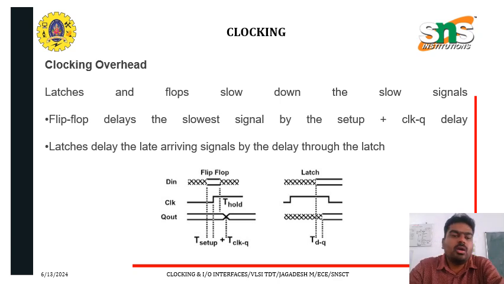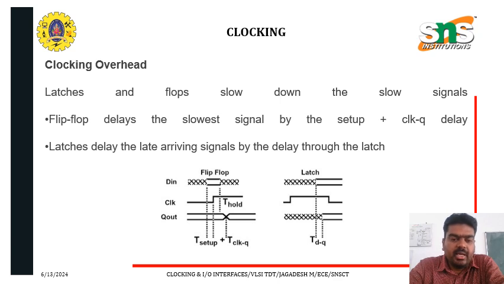So the next thing is clocking overhead. Latches and flip-flops slow down the clock signals. The flip-flop delays the slowest signal by the setup plus clock-to-Q delay. Latches delay the late arriving signal by the delay through the latch.